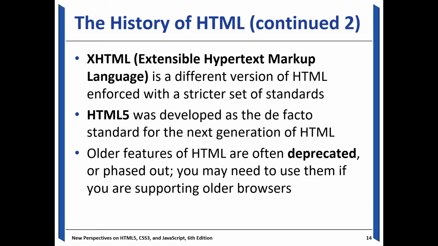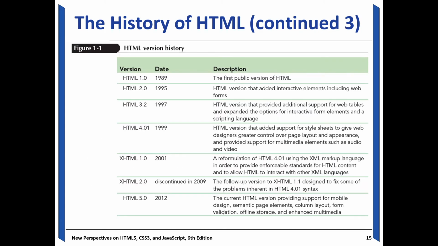Unlike XHTML, HTML5 is compatible with its previous versions and does not demand stricter standards as XHTML does. Thus, today, HTML5 is the current version of the HTML language, and it is supported by all current browsers and devices. We will be using HTML5 in this course. Figure 1-1 summarizes some of the different versions of HTML that have been implemented over the years with their release date and their specifications.